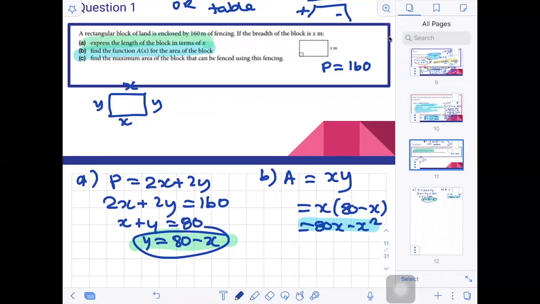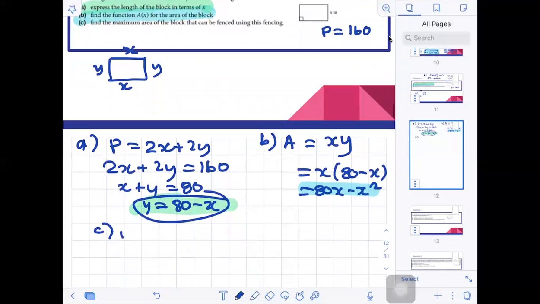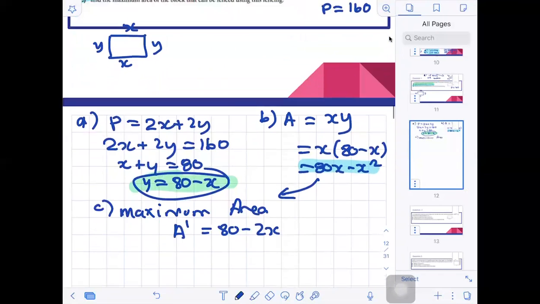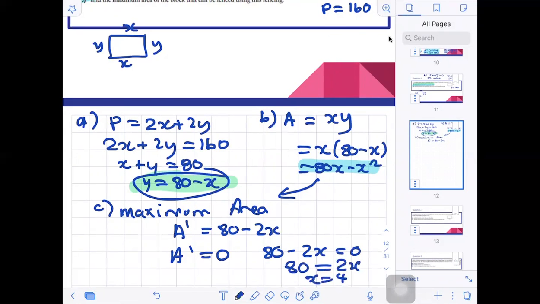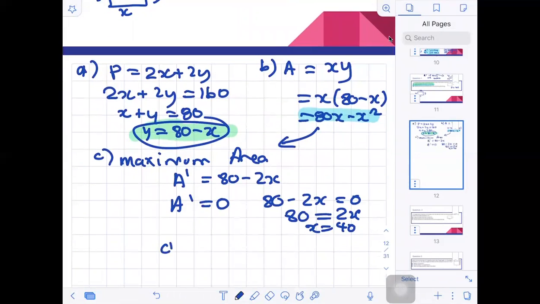Now for the third part, that's the calculus part, you want to find the maximum area. So in order to get the maximum area, you differentiate this. So that'll be 80 minus 2x. Make it equal to 0 and solve. 80 minus 2x equals 0, 80 equals 2x, x equals 40. Then you have to check if this is a maximum or a minimum. Now, a double dash here is very easy to find. So you look at it, you get minus 2, less than 0, therefore it is a max.